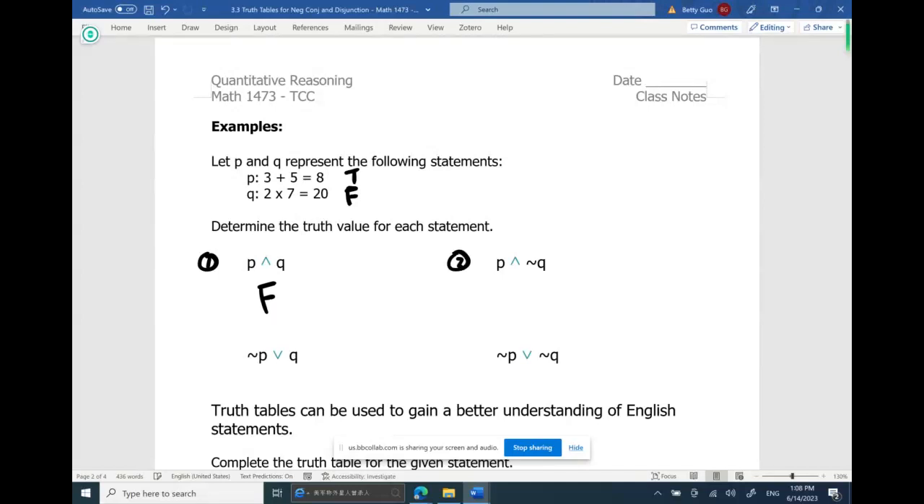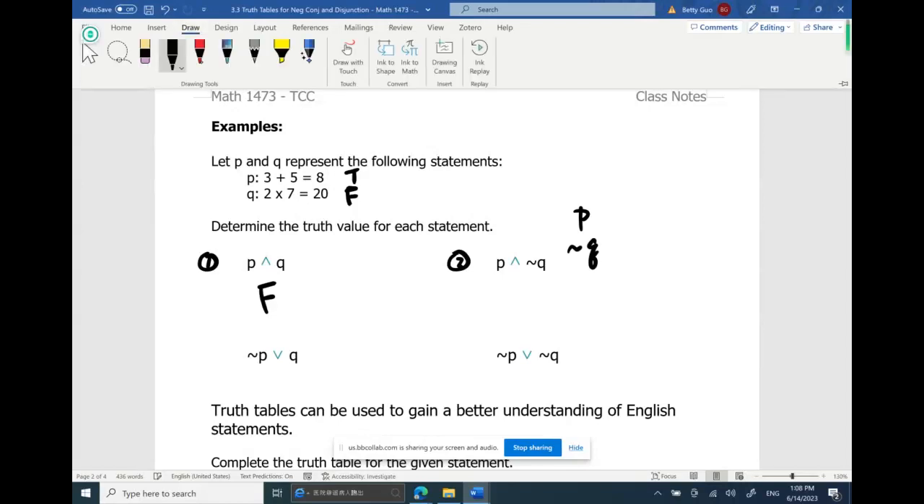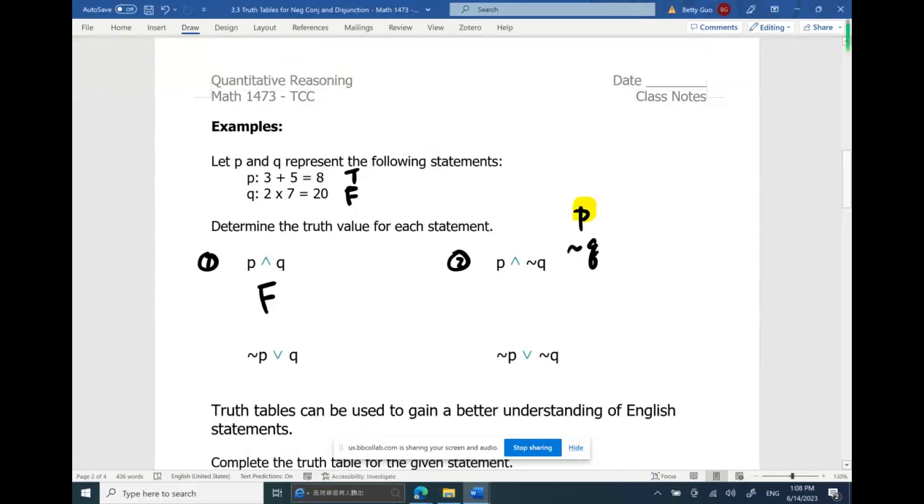Second, the second one is also a conjunction, all right? Yeah, it is a conjunction of 2 pieces or 2 components. The first component is P. The second component is not Q, all right? So let me color them. We have 2 components. First component is P. Second component is not Q.